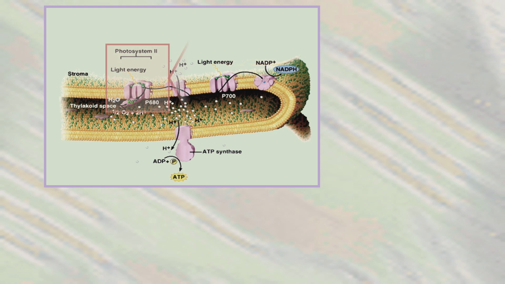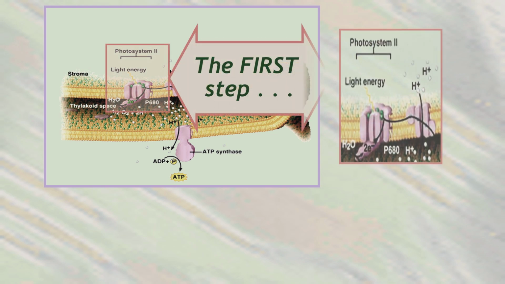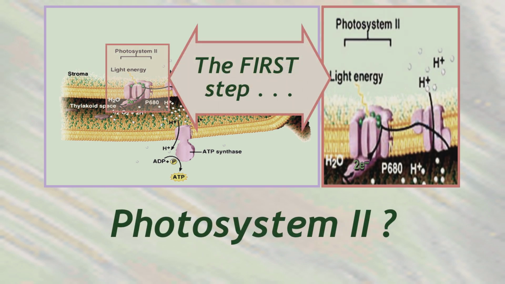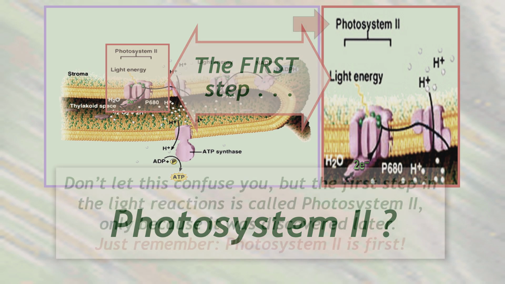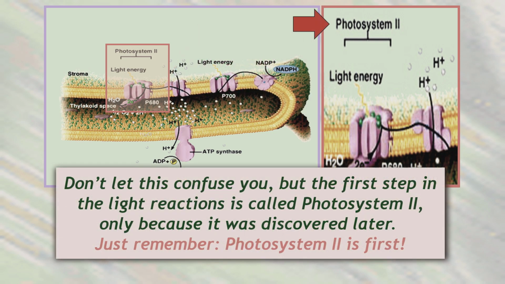Now, something that often confuses students is that the first step in this process is photosystem 2. Don't let this confuse you, but the first step in light reactions is only called photosystem 2 because it was discovered later. Just remember, photosystem 2 is first.